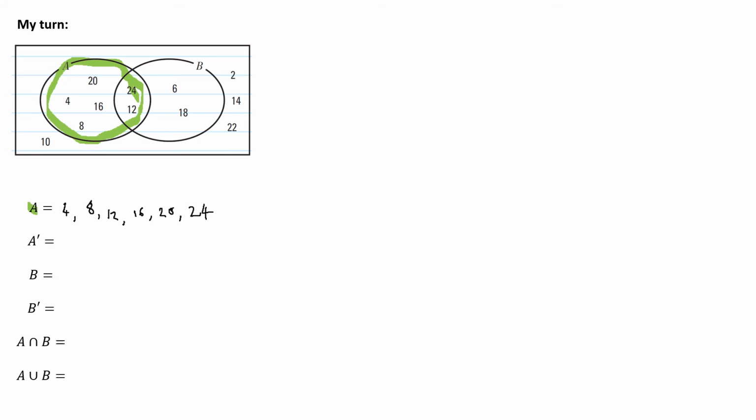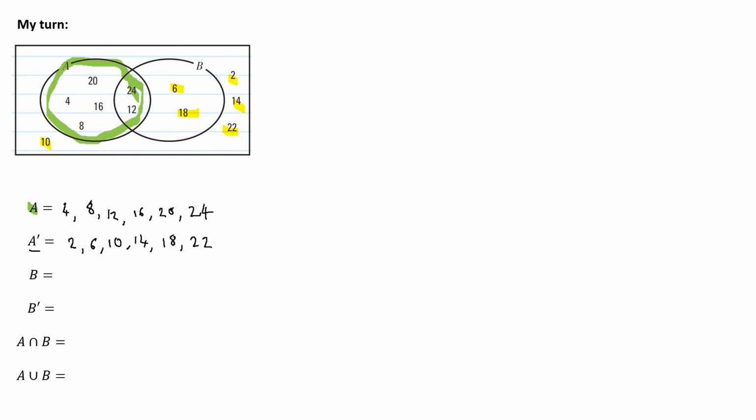Then the next part asks for A dash. Remember that dash means the complement of A, which means not A. So here we're looking for everything that's not in A. This is not in A, this is not in A, this is not in A, this is not in A, this is not in A, and this is not in A. Everything that's not inside our A circle. So that gives me 2, 6, 10, 14, 18, 22.